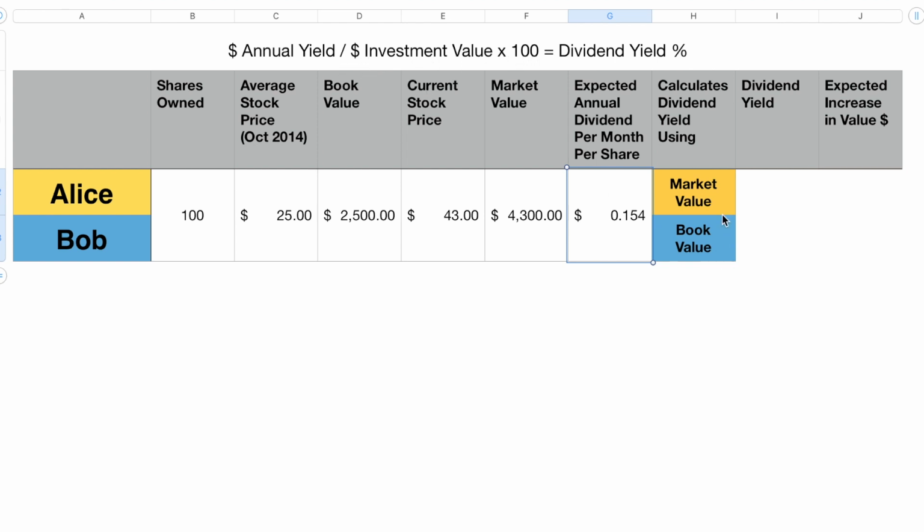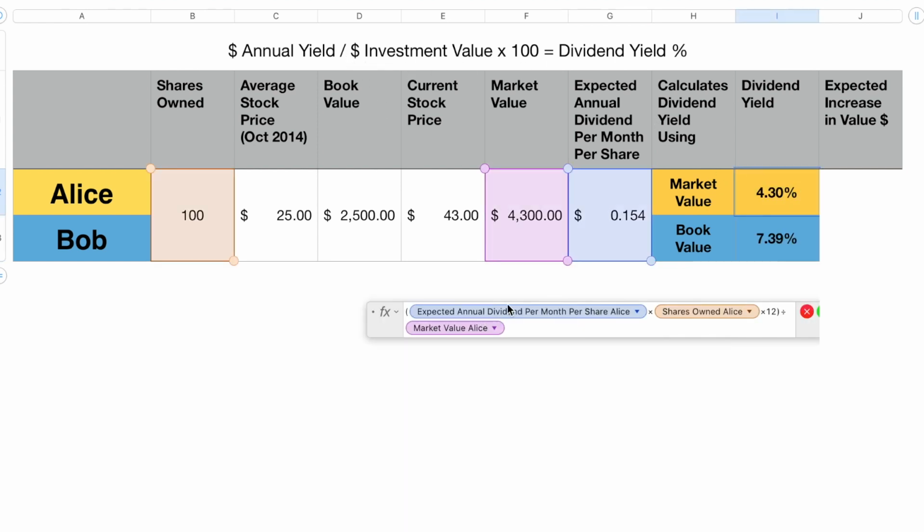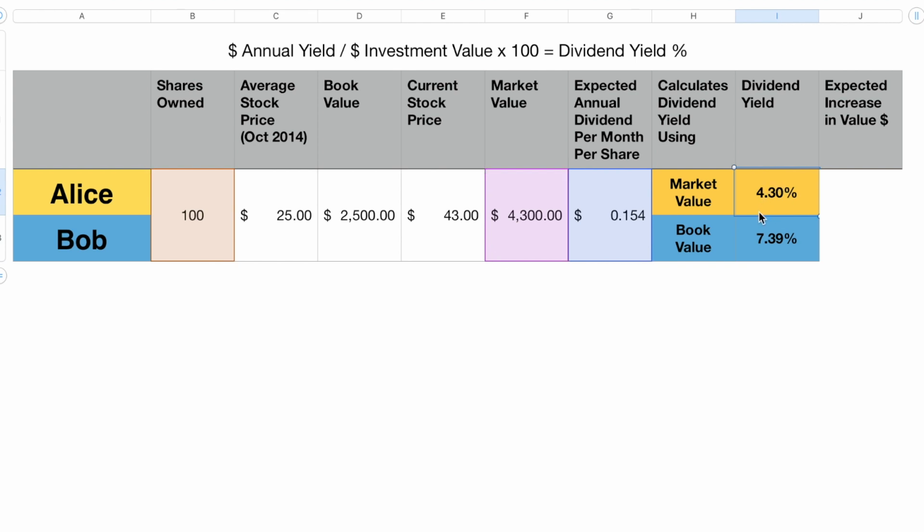Now Alice is going to use the market value and Bob is going to use the book value for this dollar investment value. See the formula here. She's got her expected dividend per month times the number of shares she owns, which is 100, times 12, and then divided by the market value, 4,300. And this cell is set to percentage, so it automatically times it by 100. So we get a 4.3% yield.